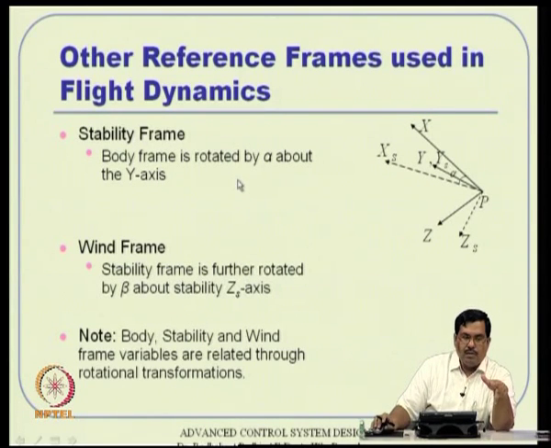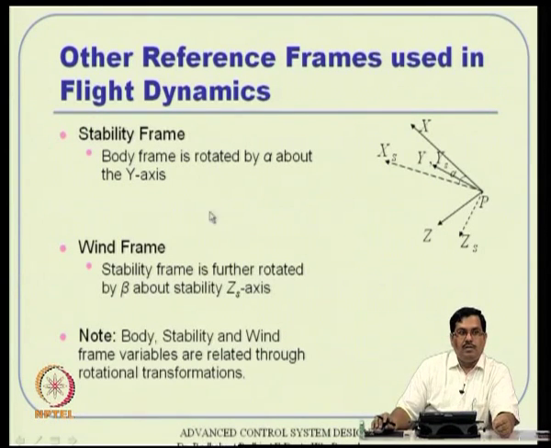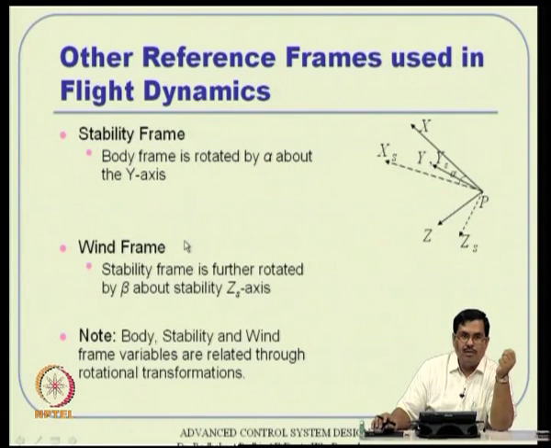And the wind frame is that stability frame rotated further by angle beta, which is called the side slip angle. The x vector of the wind frame will be perfectly aligned to the velocity vector. That is how you get the wind frame. Details I will not talk about, but again these are all rotations only, reflected by a rotation matrix with cos alpha on the diagonal and minus sin alpha and plus sin alpha on the off-diagonal elements. These details you can find in flight dynamics books, one of which is Stevens and Lewis, Aircraft Control and Simulation I believe.